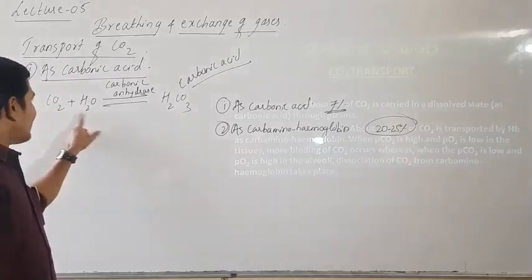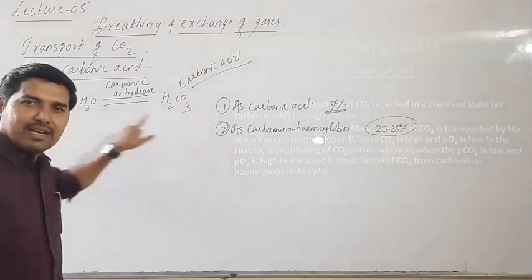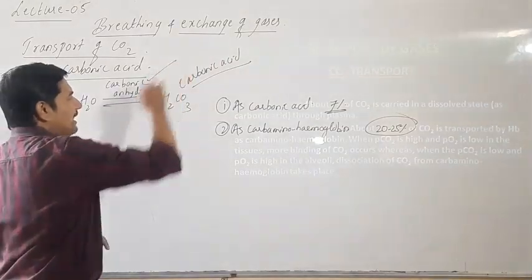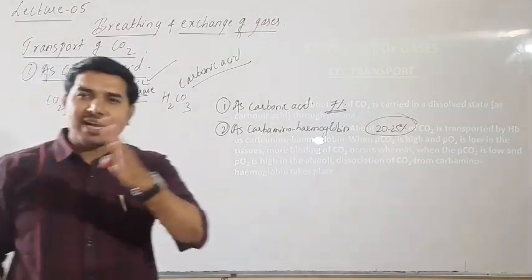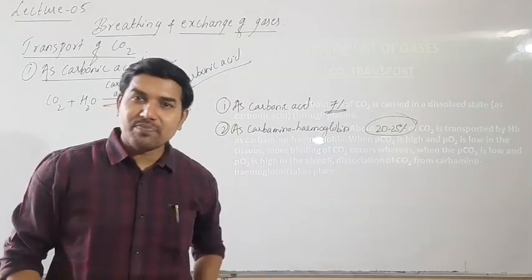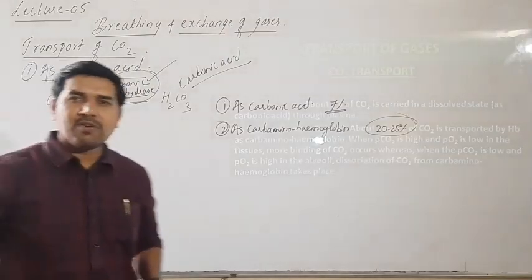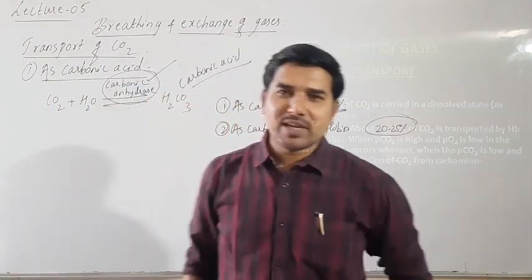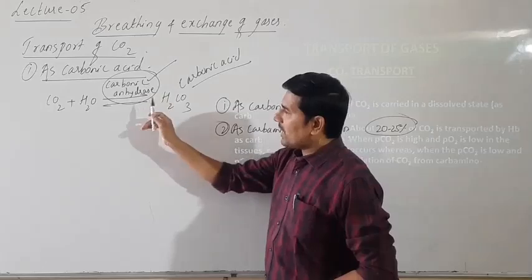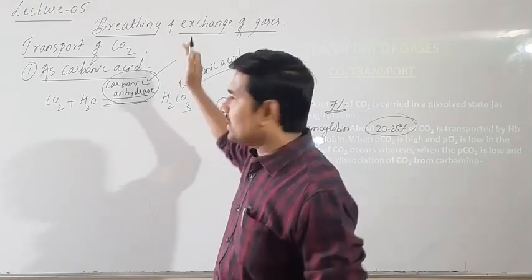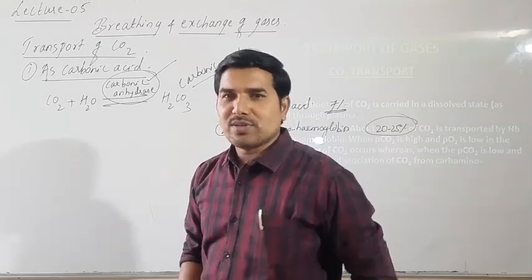This association occurs in the tissues and the reverse dissociation occurs in the lungs with the help of the same enzyme called carbonic anhydrase. Remember this enzyme, it is most important. Name the enzyme that helps in formation of carbonic acid. It is carbonic anhydrase. Carbonic anhydrase is the enzyme that helps in formation of carbonic acid. This is in tissues.